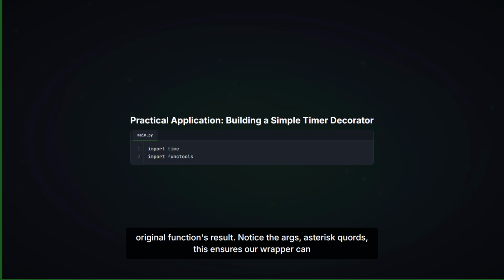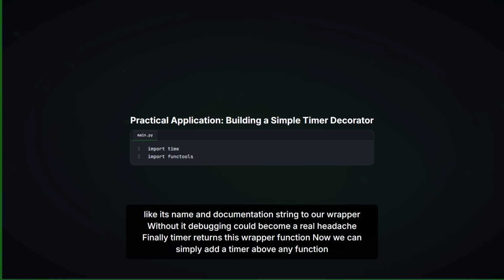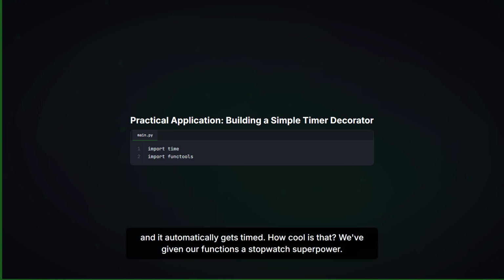Notice the *args, **kwargs; this ensures our wrapper can accept any arguments the original function might need. Crucially, we also use @functools.wraps(func). This small but mighty line copies important metadata from our original function, like its name and documentation string, to our wrapper. Without it, debugging could become a real headache. Finally, timer returns this wrapper function. Now, we can simply add @timer above any function, and it automatically gets timed. How cool is that? We've given our functions a stopwatch superpower.